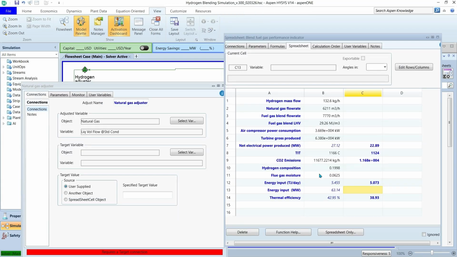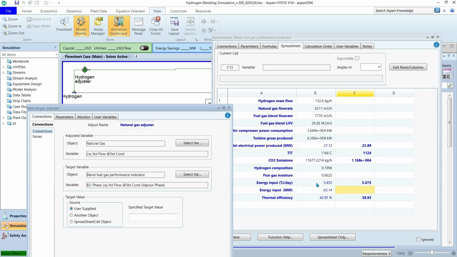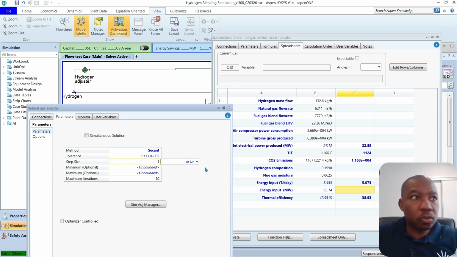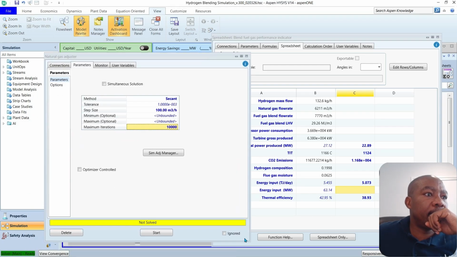Double click on here, and then we want to target our cell, the B12. There you go, and that B12 should be 5.073, right? We got 5.073, and then we go to the parameters. The step change, I'm just going to say 100, and then we're going to have a maximum of 10,000 iterations. Press enter, and then start the solve.